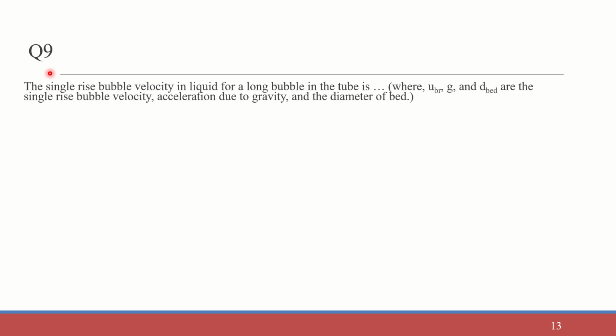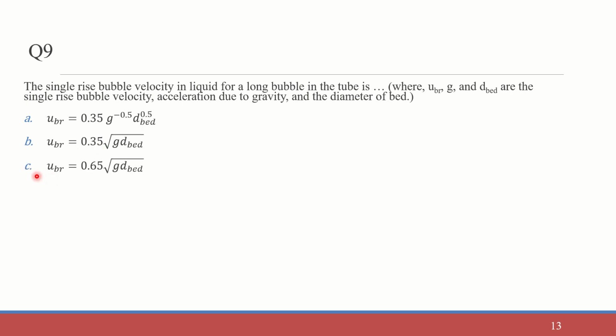So the question is asking the single rise bubble velocity in liquid for a long bubble in the tube is dash. So again I think we are asked to find the formula. Option A is UBR equal to 0.35 into G power minus 0.5 into diameter of bed power 0.5. And option B is single rise velocity UBR equal to 0.35 into square root of G, that is acceleration due to gravity, into diameter of the bed.